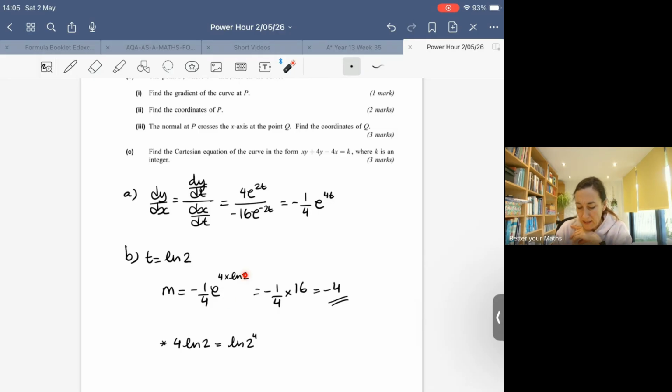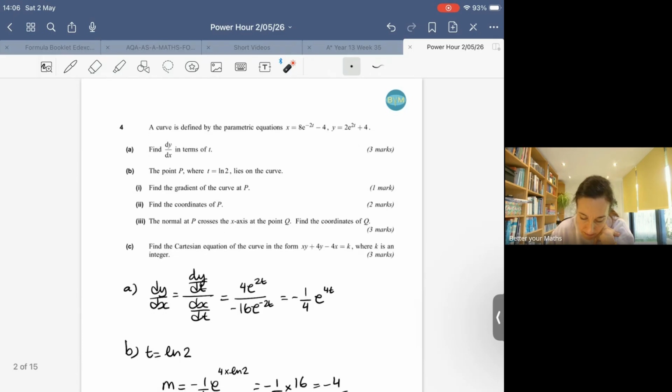In this case, because you get a whole number, the calculator might give you the correct answer, but if you don't get a whole number, it won't. So please get used to doing that by hand. That's the gradient of the curve. So that's the gradient of the tangent. Find the coordinates of P. What I'm going to do to find the coordinates of P? Who can tell me?